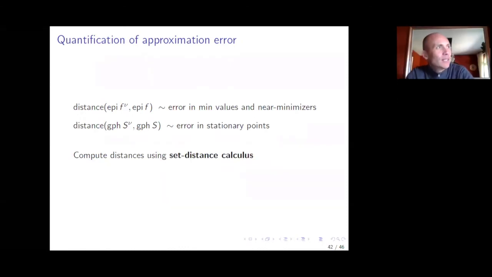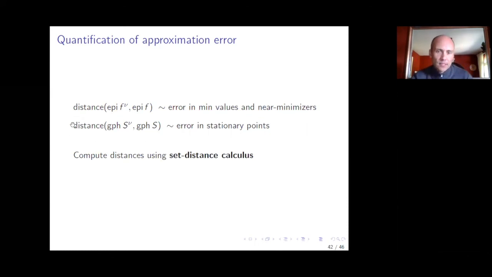Okay, so there's just 3 or 4 slides left. What we have talked about up to now is how I can justify my approximation by making sure that in the limit, my approximation becomes more and more accurate, and in the limit reproduces the actual function, the actual problem. But we often would like to say something about the approximation error for any given approximation. And here's the essence: if you tell me the distance between the epigraph of an approximating function and the epigraph of the real function, I can actually tell you something about the error in minimum values and in near minimizers. And a similar story holds for set-valued mappings when we talk about stationary points.